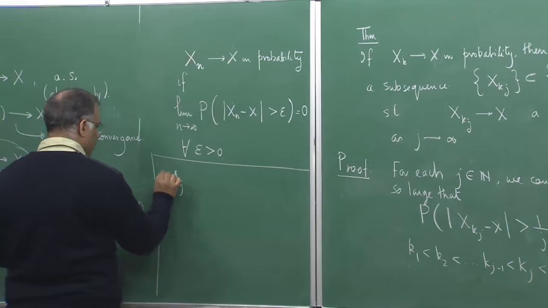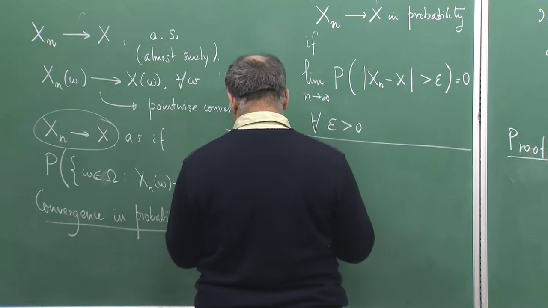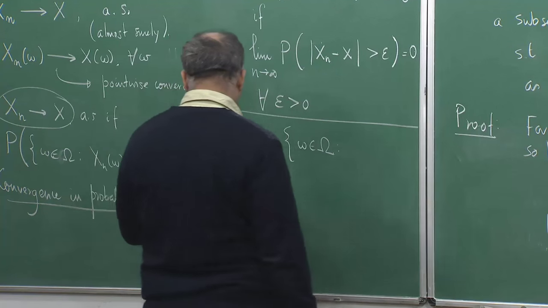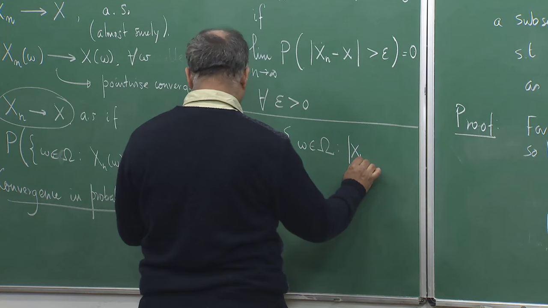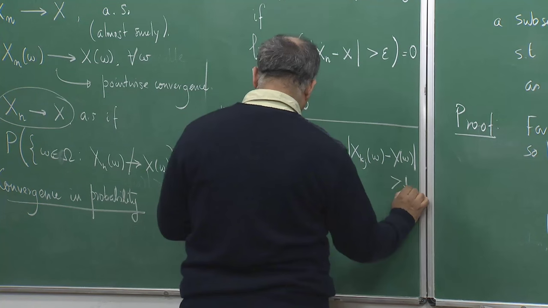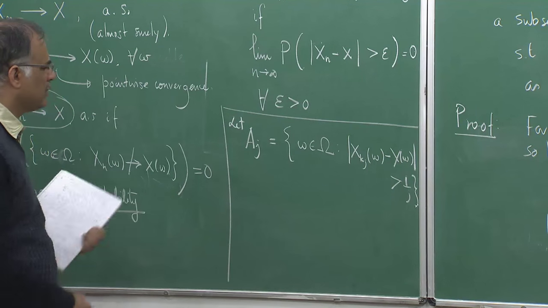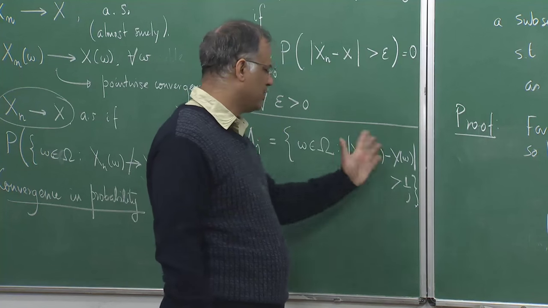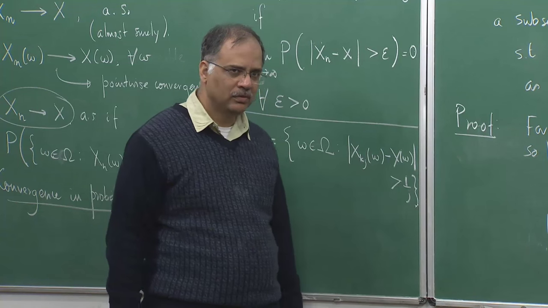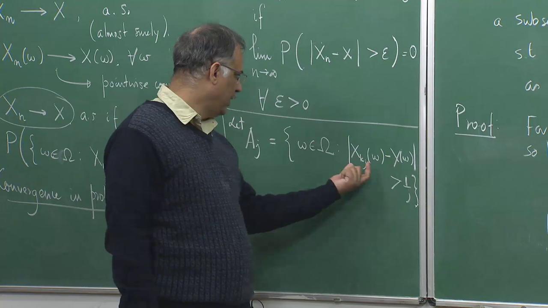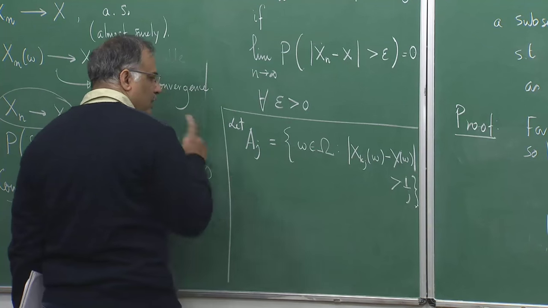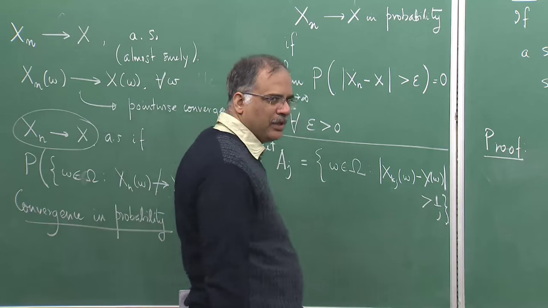Now let us construct these events, the set of all omega in Omega such that |xkj(omega) minus x(omega)| is strictly bigger than 1 by j. So I am looking at this for every j, j equal to 1, 2, 3, 4. So for a given j, this should happen. So take the kj and index the event with the same j, call it Aj. So here I have an infinite sequence of events.